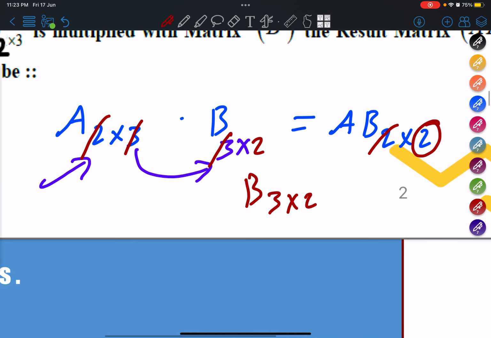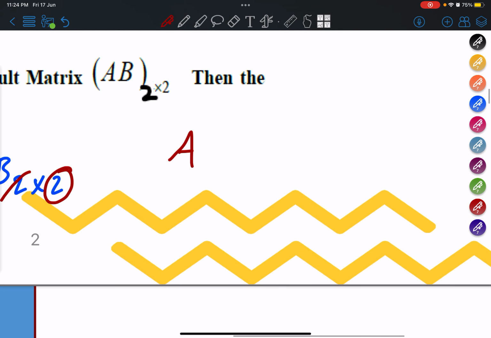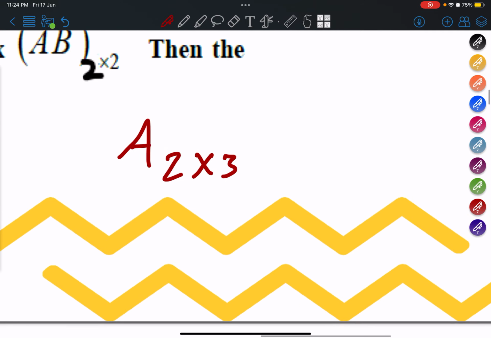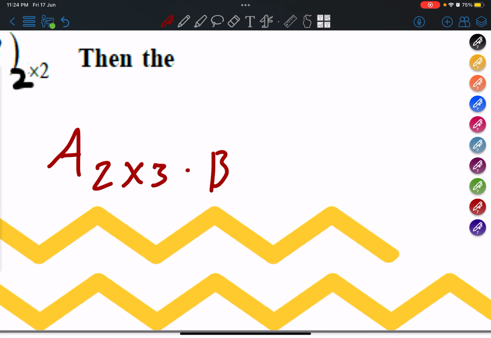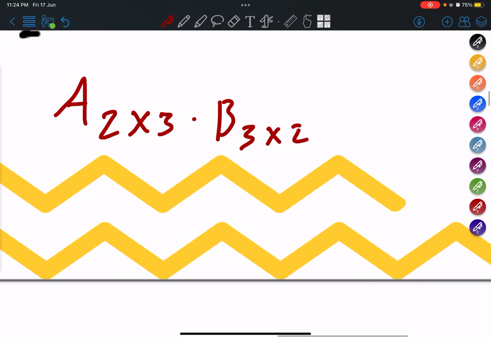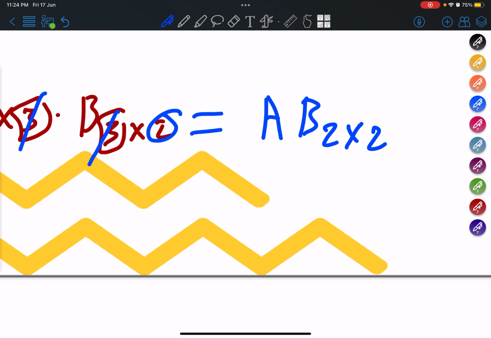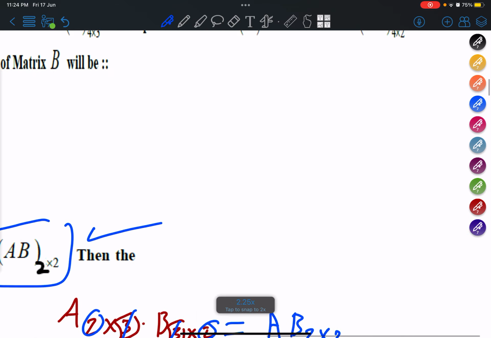We can make sure that we have the right order by multiplying the actual two matrices. So we say 2 cross 3, and then we said that B was multiplied, which is 3 cross 2. So we see that these two are conformable, so we can delete them, and the order of AB will be the first and last, so it'll be 2 cross 2. If we go to the question, it is 2 cross 2, so we have the right answer.